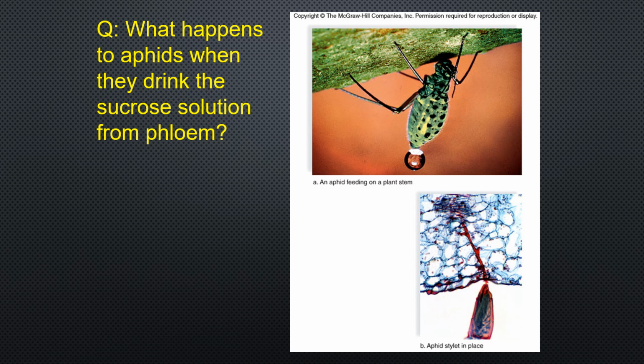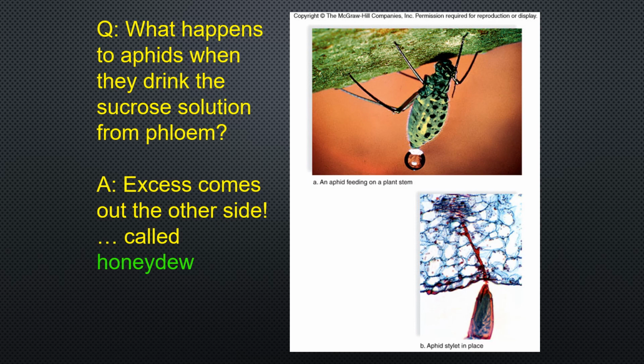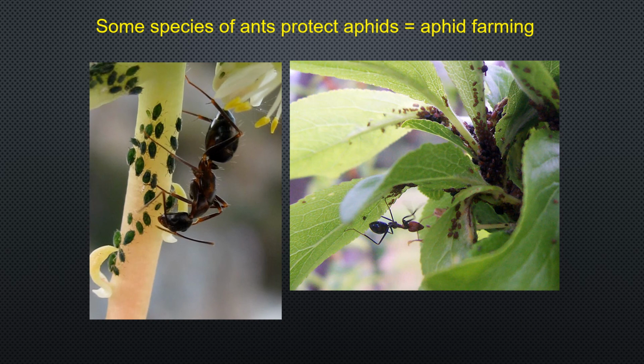Okay, so this is kind of fun. What happens to aphids when they drink that sucrose solution from the phloem? Because you know aphids have this basically hypodermic needle that they put in, and it has an anticoagulant, so nothing blocks it up. Well, the interesting thing is the excess, because of the pressure from all that phloem, the excess comes out their other side, out their little hiney, and that is called honeydew. So just an interesting fun thing to end on. Some species of ants actually farm aphids because they eat the honeydew off their little rear ends.